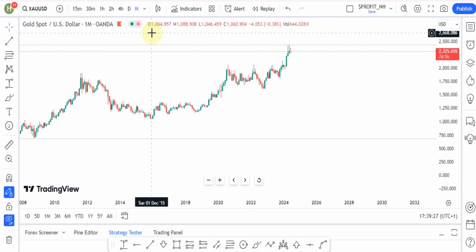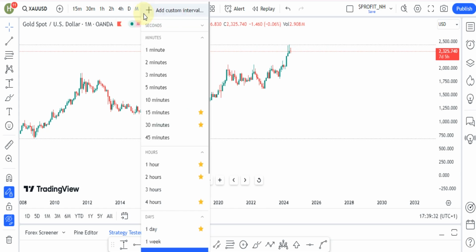So that's probably what I was looking at on this gold market from the monthly time frame. Then going again down to the smaller time frame, which is the weekly time frame.